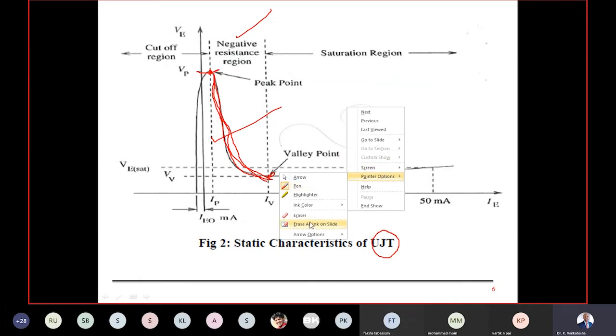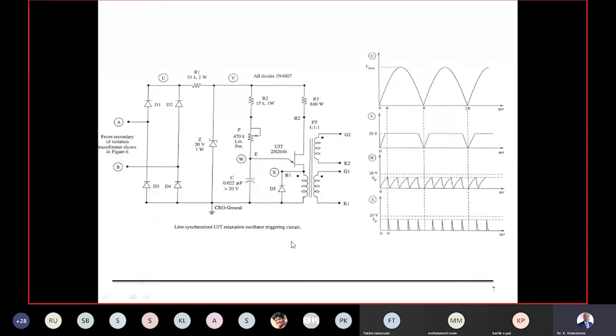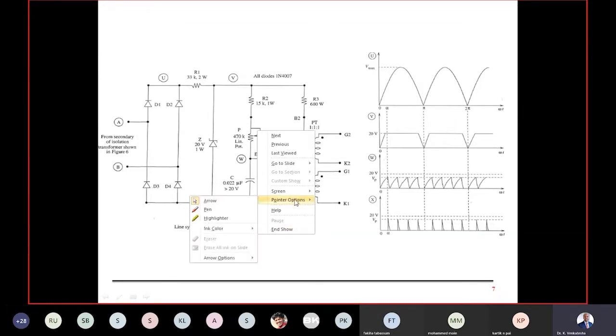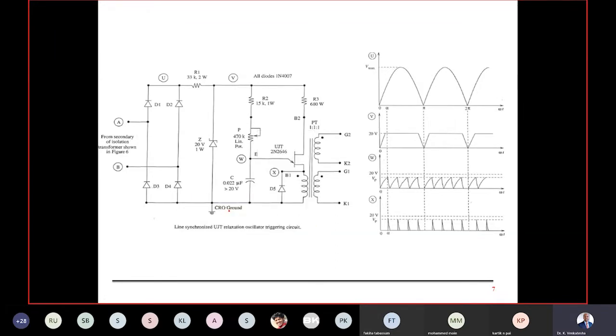Continuing with this, now we see the control circuit, which is going to generate the switching pulses in a proper manner for the power circuit. We have not gone into the power circuit as of now. We are just understanding the control circuit only, the line synchronized UJT relaxation oscillator triggering circuit. This is my control circuit, which is going to generate the switching pulses that are required to be given to the gate terminal of the SCR.